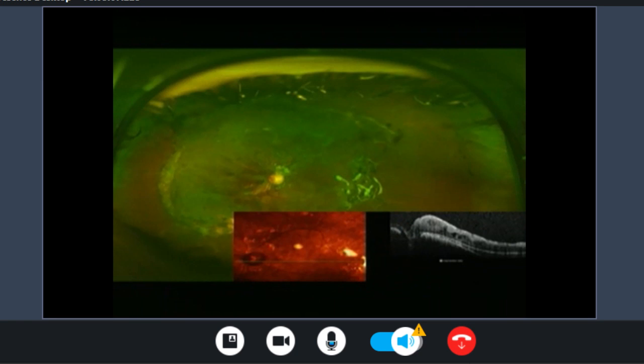We went in and peeled the membranes, and we did the 360 laser treatment. This image is 6 months post-operatively, and he improved to 2/200. He may need one more round of membrane peeling.